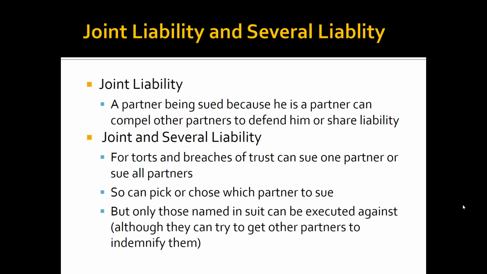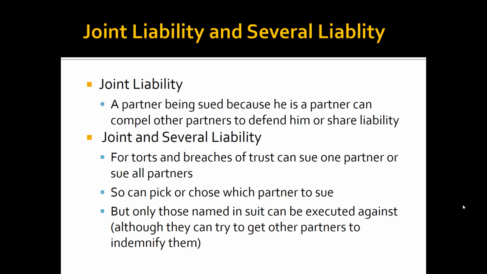Okay. Joint liability, several liability. Joint liability: a partner being sued because he's a partner can bring the other partners in to defend him. So let's suppose that A does a bad job landscaping. He gets sued. They don't name the other partners, just Acme Business. Well, he can bring B and C in to help him because there's joint liability there.